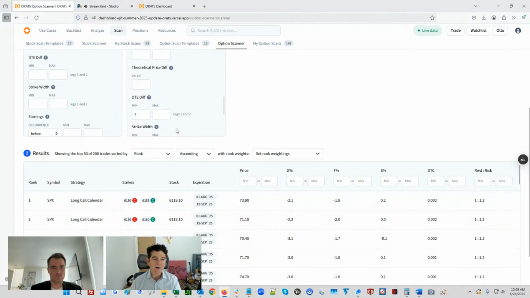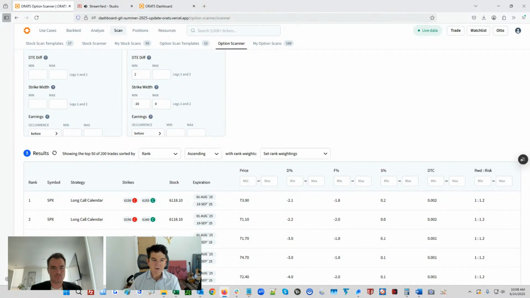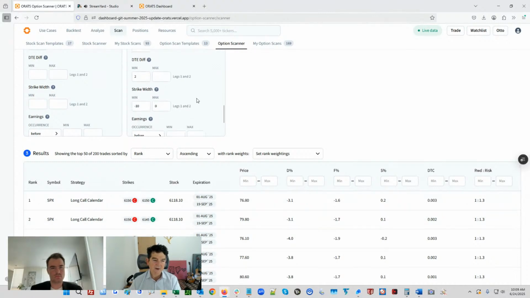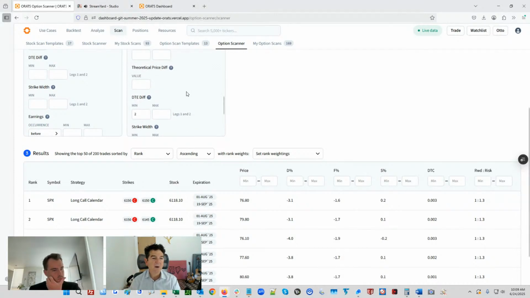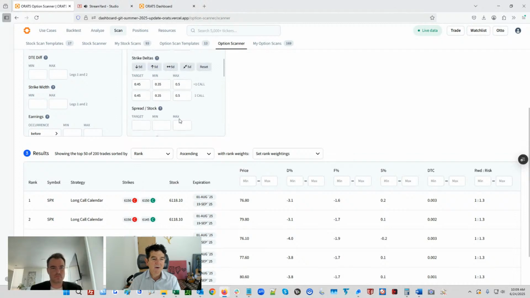If I did it the opposite way, if I did -10 and 0, excuse me, then we'll see this the opposite way. So this is now 6145. So leg one minus leg two is negative. So that's how that works. And that's very important to understand, especially when you're doing a calendar or a double calendar. It does get confusing. So yeah.